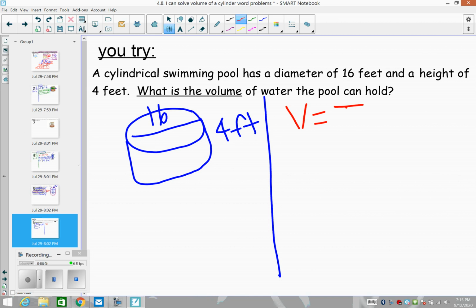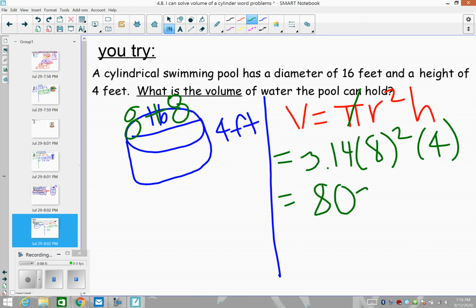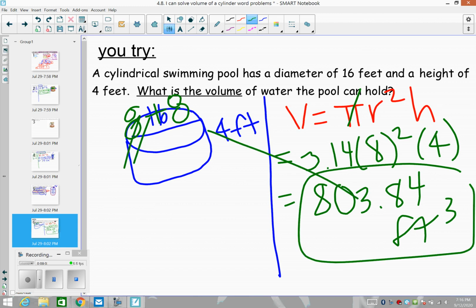Easy peasy lemon squeezy. So we have pi r squared times height. So we're going to have 3.14 times the radius. Well, the radius really is 8 plus 8 to get that 16. We square that times the height of 4. So we're going to plug that all in. So we have 3.14 times 8 squared times 4 is 803.84 feet cubed, the amount of water that pool holds.